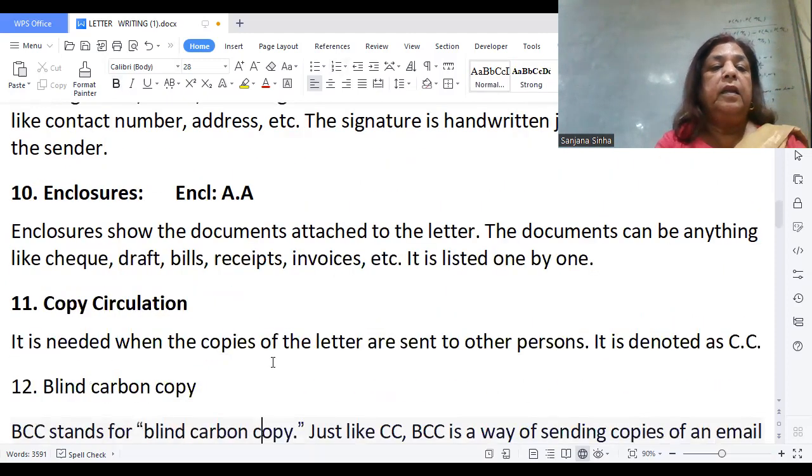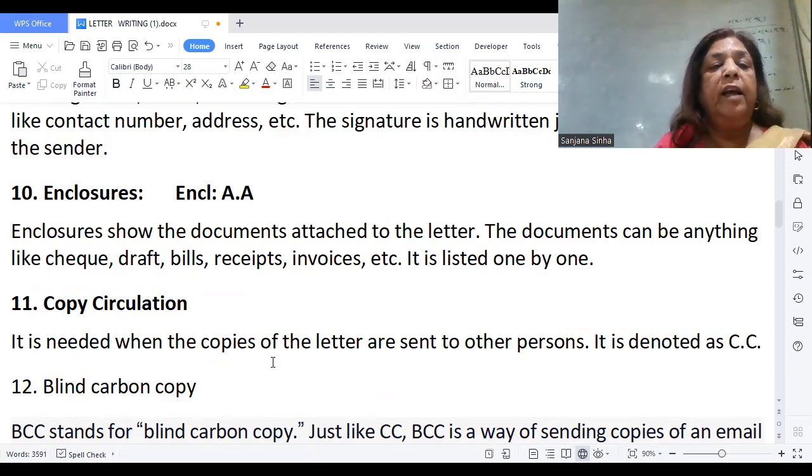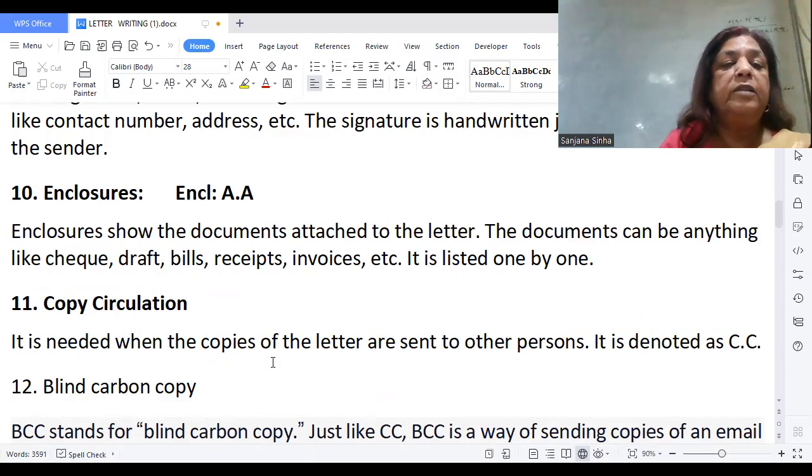So here your letter ends, and there are some additional points which you need to know. Like the 10th point, enclosures. It means if you have attached your resume, a receipt or an invoice or a bill or a photograph or a check, then you must mention this in your letter. And you must also mention it after you sign off, after your sincerely XYZ. Then you write ENCL, enclosures.